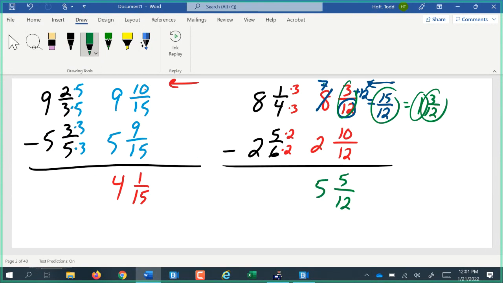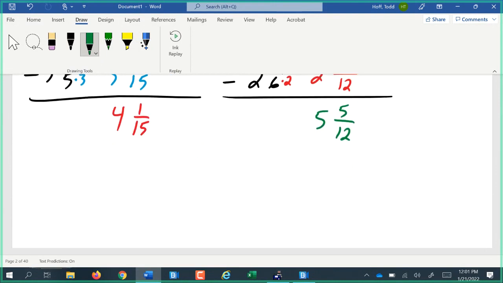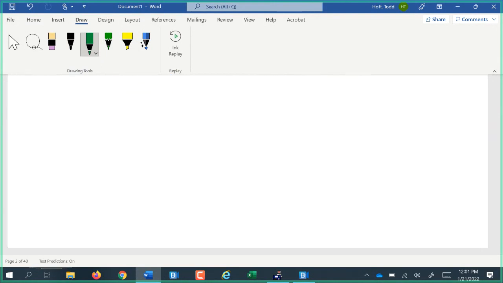Again, I'm not going to waste your time with a lot of examples there because I'm assuming you guys know how to add and subtract fractions and mixed numbers. Moving on to multiplication.